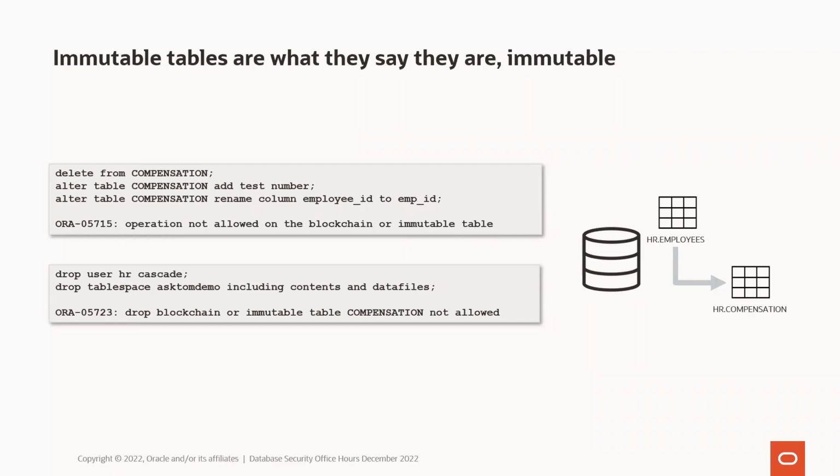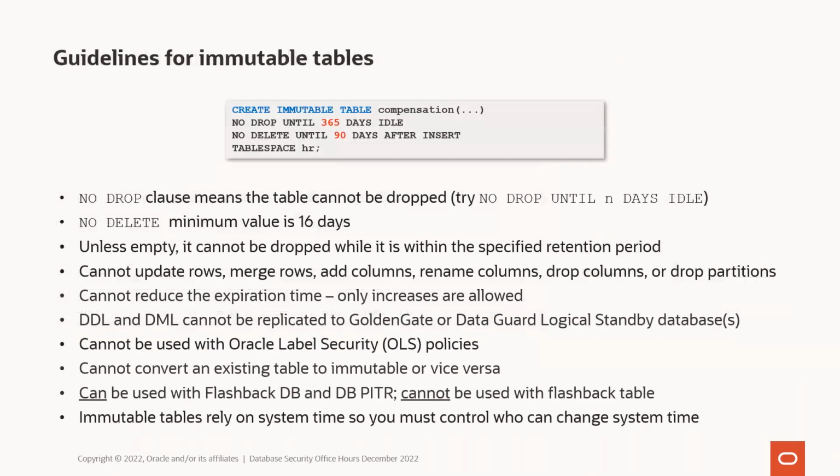So we want to make sure that when we're using an immutable table, we really have a need for it. Now there are some use cases for it, right? Maybe you do want to store this compensation. Maybe you've got some audit records that you want in there, but you also have to understand what you're getting. So understand that if you say no drop, it means you can't drop. So maybe use no drop until so many days idle. Or if you say no delete, the soonest you'll be able to delete from that is 16 days after insert.